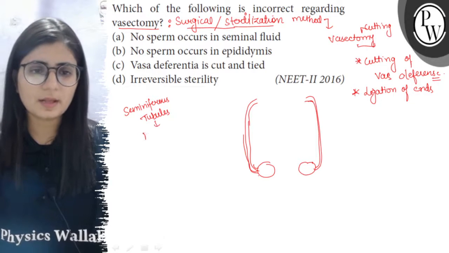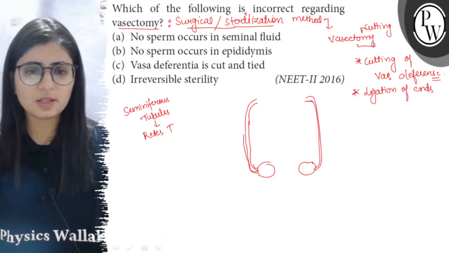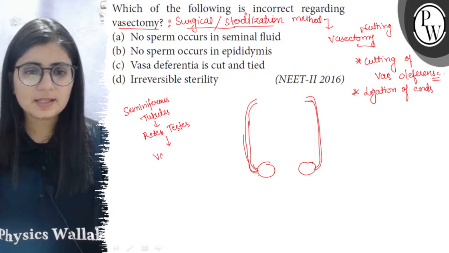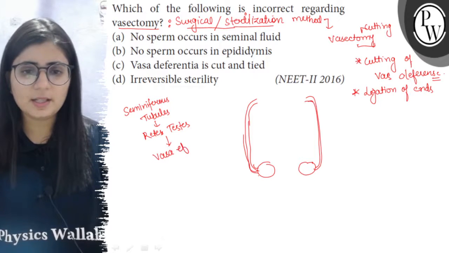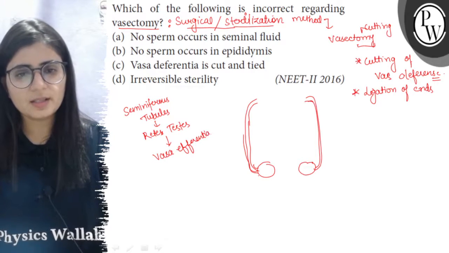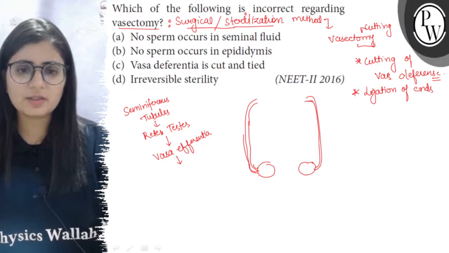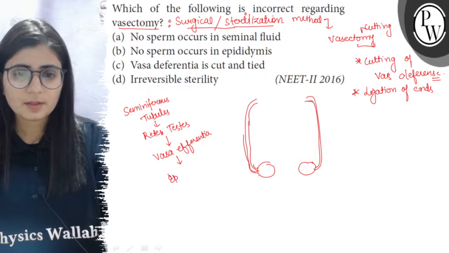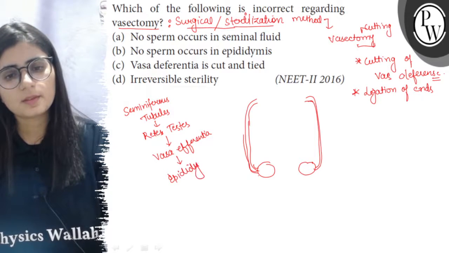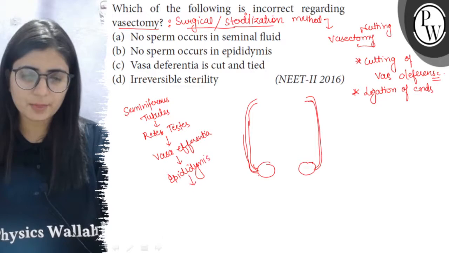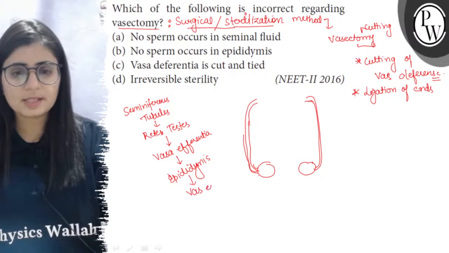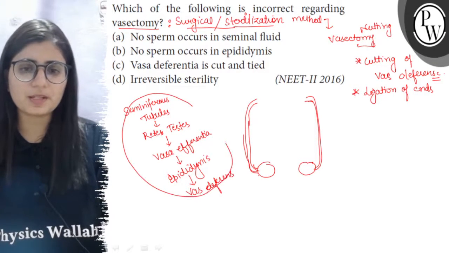The sperms enter in the rete testis, which is a fine network of tubes. Now rete testis open in the ciliated tubes which are called the vasa efferentia. Vasa efferentia leaves the testis and they open into epididymis, where sperms are stored for a brief period of time. Then epididymis open into the vas deferens. So this is the route of sperm transport.